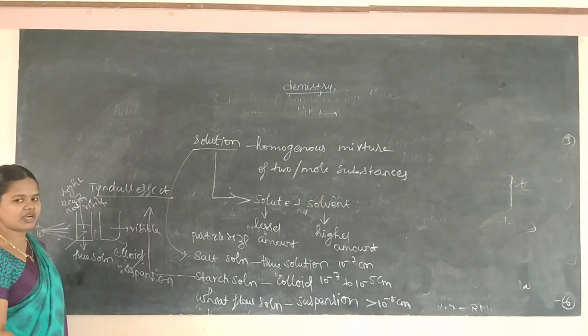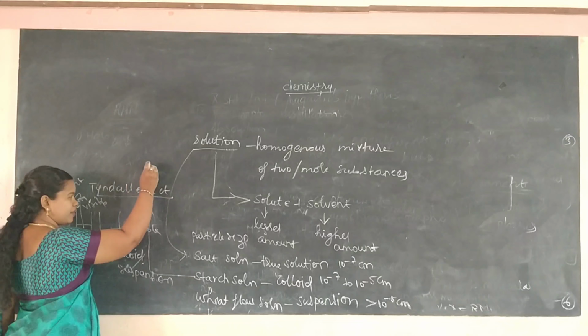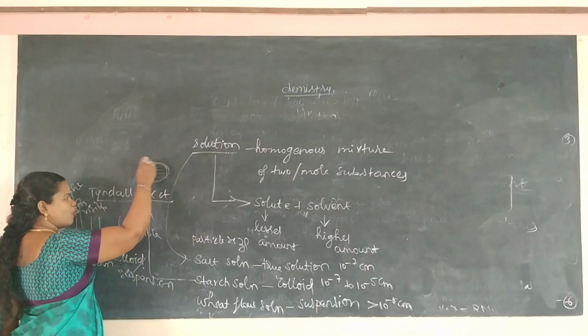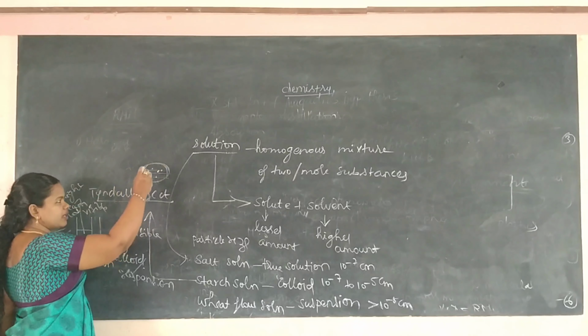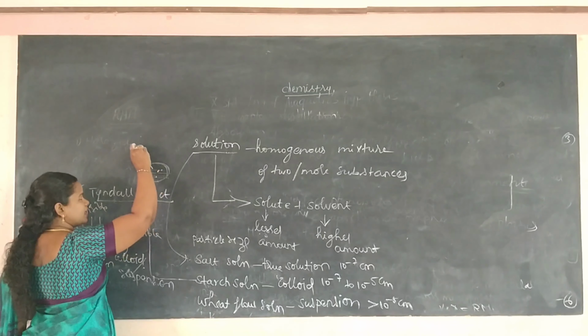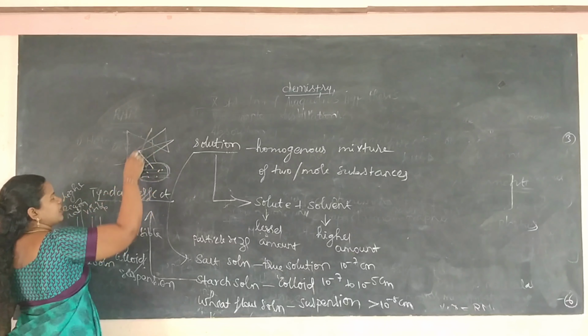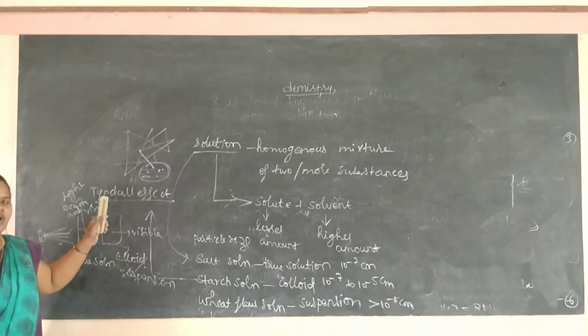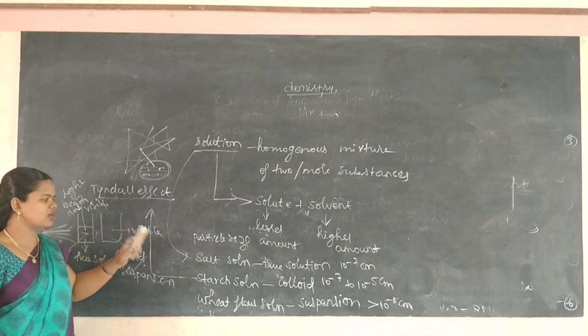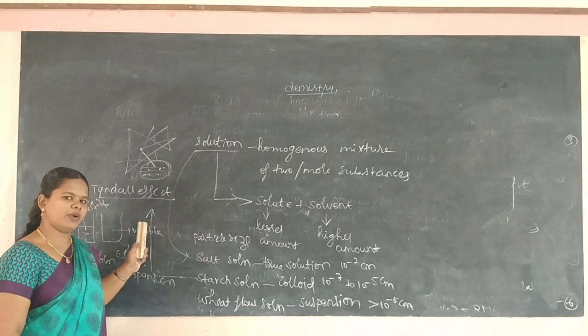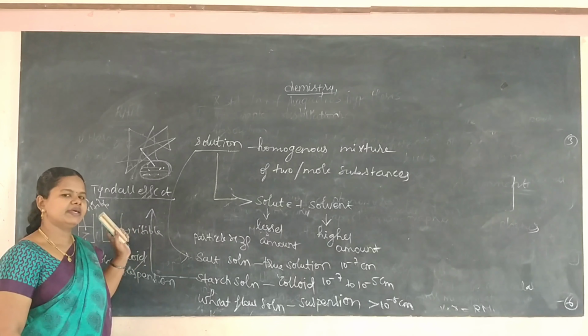See here, this is the colloidal solution. Here more particles are present. These particles lead to chaotic, ceaseless, zigzag, random movement exhibited by the particles, known as what? Brownian movement. So the colloid exhibits two properties, that is Brownian movement and Tyndall effect.